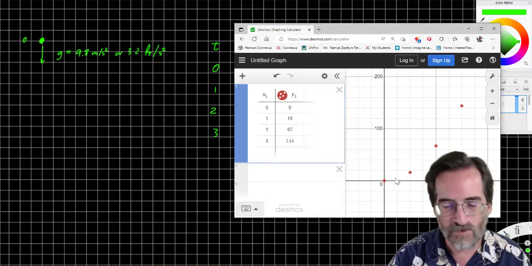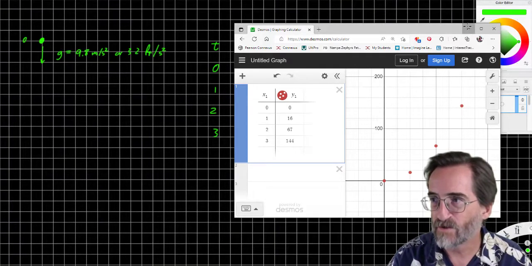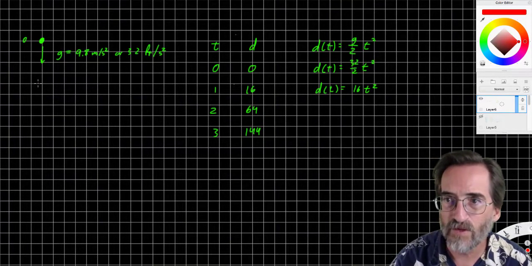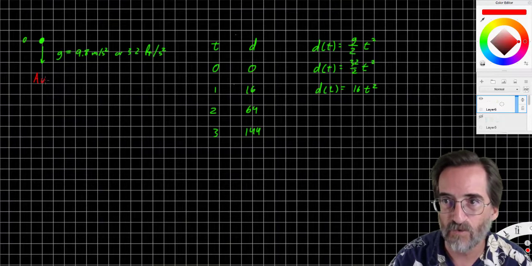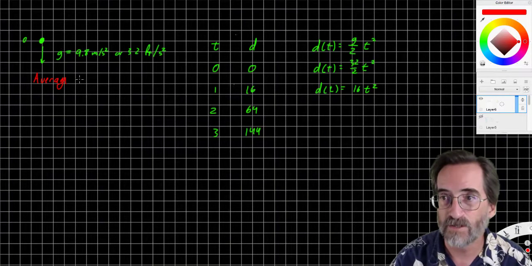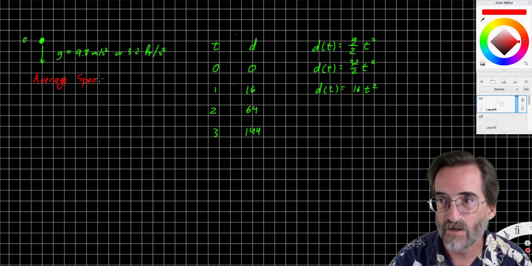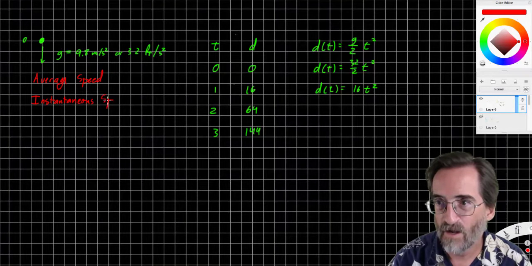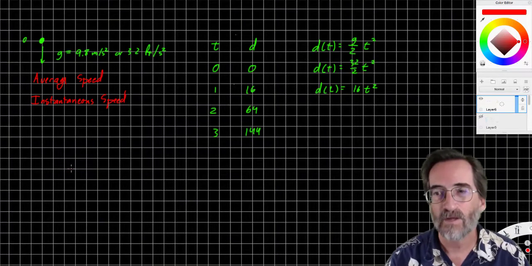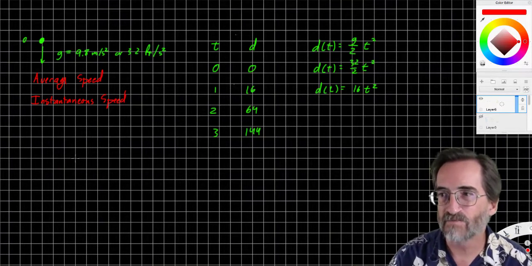Now there are two calculations you're going to want to be able to find. You're going to want to calculate the average speed or average velocity, and velocity is just speed with direction. And you want to calculate the instantaneous speed. The average speed and the instantaneous speed.